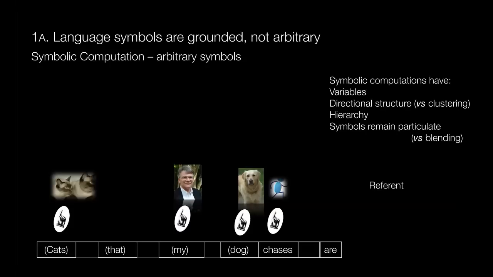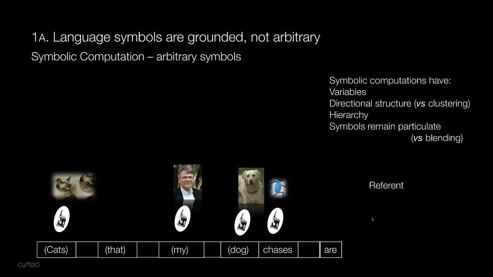So, first point, I'd say that language symbols are grounded, not arbitrary. Grounded meaning that the symbol itself has some physical resemblance to the thing that it's representing. But I'll get to that part in a minute. So here's an arbitrary symbol. We have a sentence here, and the standard view: here's the arbitrary symbol cats, and it points to a thing out in the real world, cats. And my points to me, and the dog points to the dog, and there's something that we're pointing to with the word chases, okay?